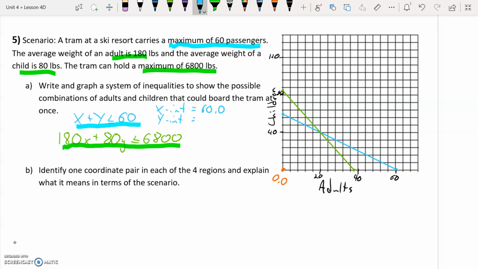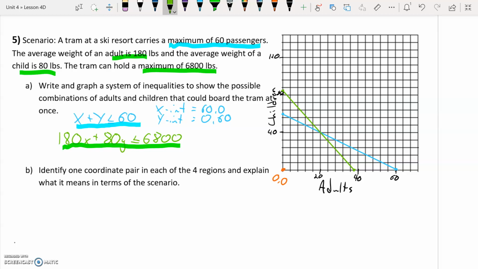And the y-intercept for that one, sorry, actually adults is x, children is y. If it was no adults and all children, you would have 0 adults, 60 children on there. So that's where I got the 2 points where that line crosses the x and y axes. That's where I got the blue line. Notice both intercepts are at x is 60 and y is 60.